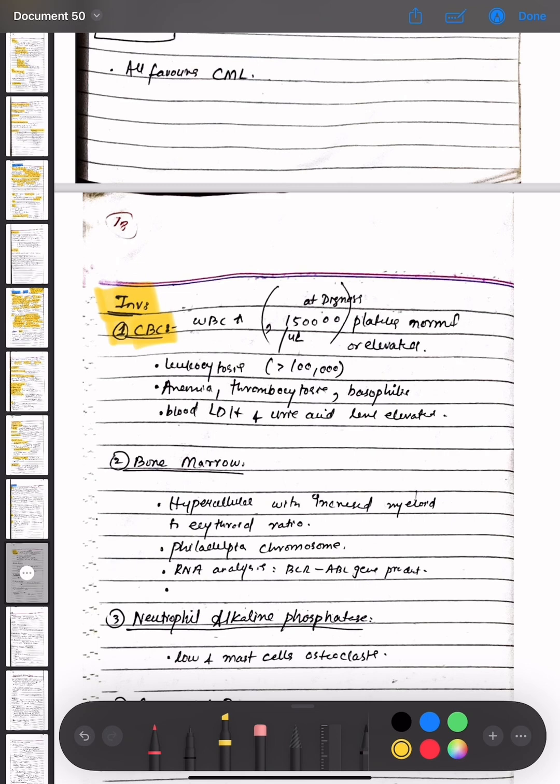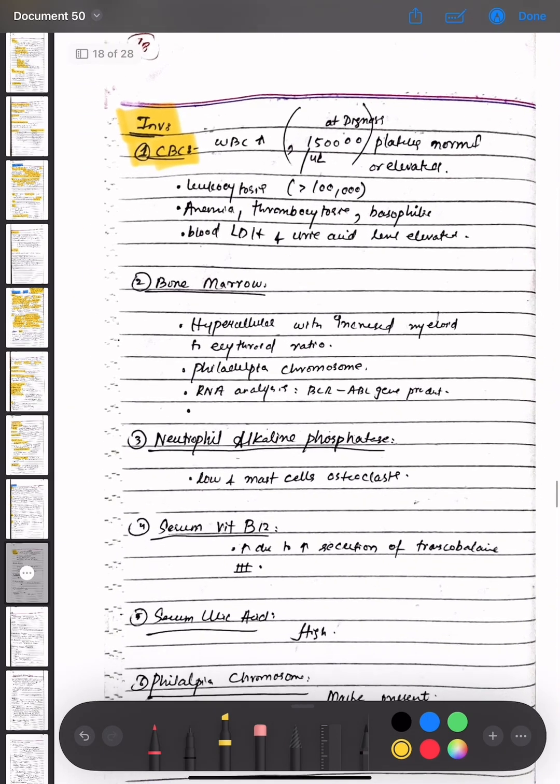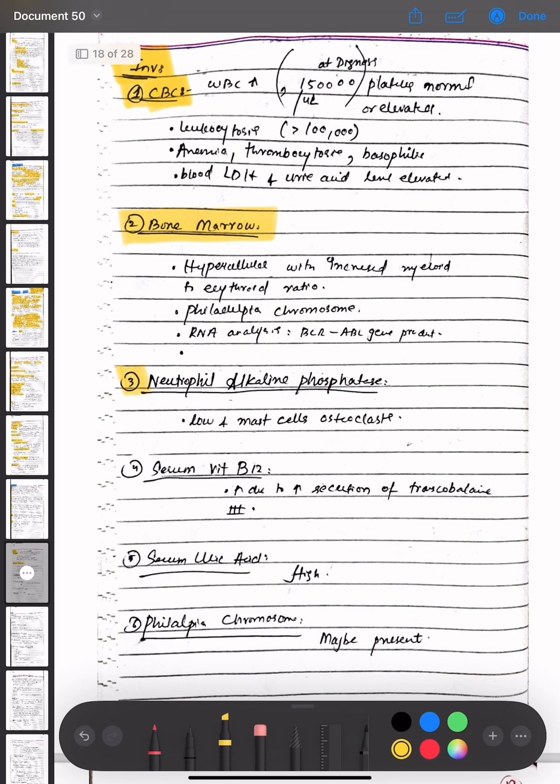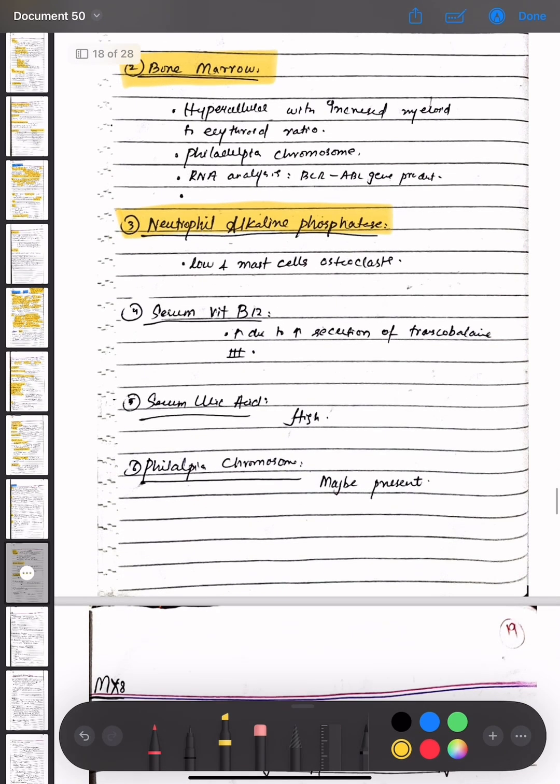Blood LDH and uric acid levels are elevated. Then a bone marrow biopsy is done, which is hypercellular with an increased myeloid to erythroid ratio. Then Philadelphia chromosome is tested, with RNA analysis for the BCR-ABL gene product. Then neutrophil alkaline phosphatase is done, which is low, and mast cells and osteoclasts.